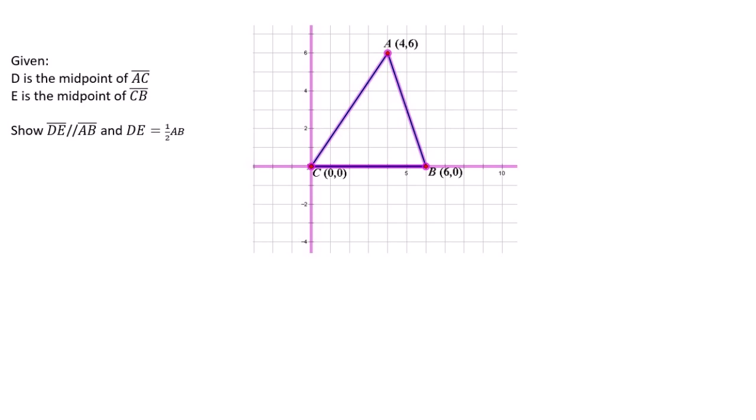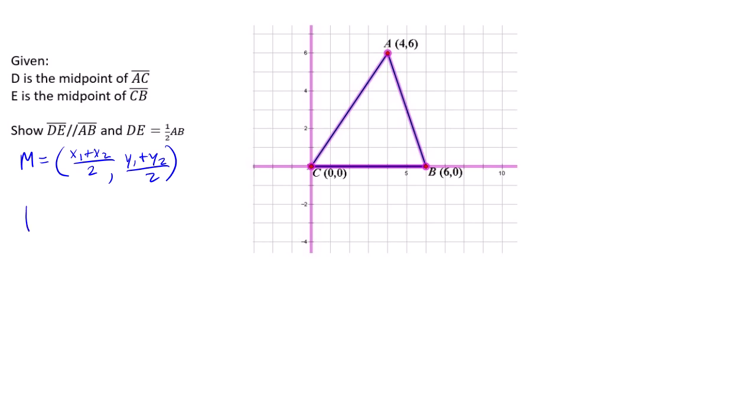So let's start by finding the midpoints, right? So remember our midpoint formula. Midpoint formula is x1 plus x2 over 2, y1 plus y2 over 2, right? So basically just finding the averages of each of the coordinates. Basically what we're doing. And so let's find D first.